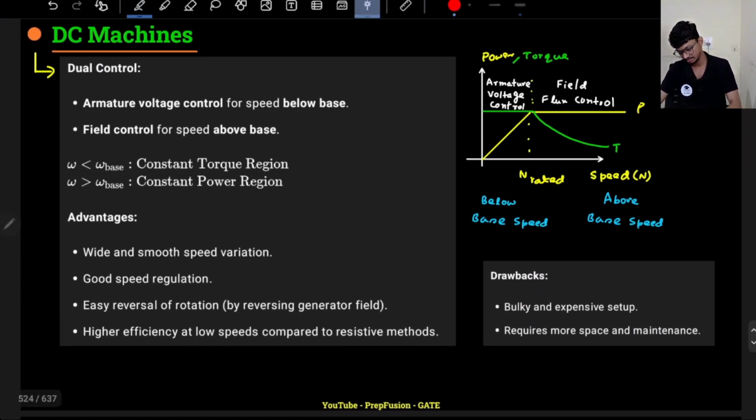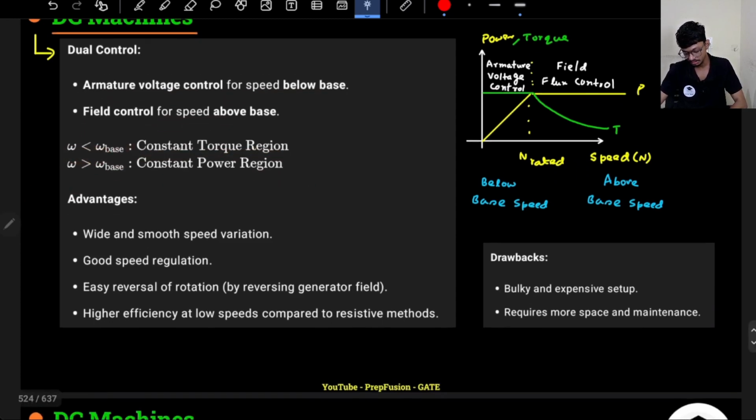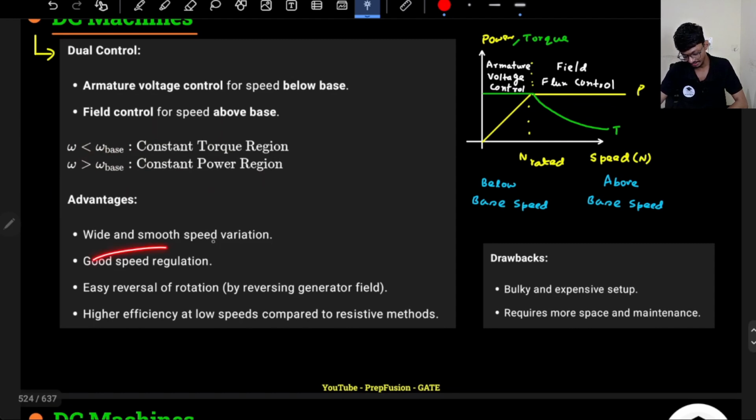So yeah, that's the case basically. So the advantage, if I combine: armature voltage control is used for below base speed. Field flux control is used for above base speed. Omega less than omega base is the constant torque region. Omega greater than omega base is the constant power region. So the advantage is wide and smooth speed regulation. So we will combine both of these methods together.